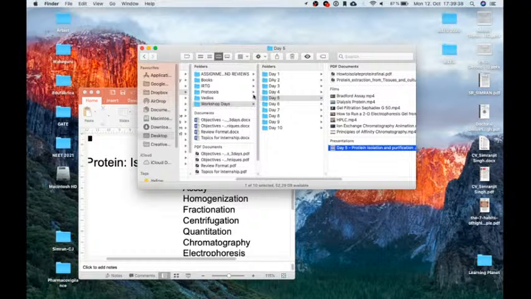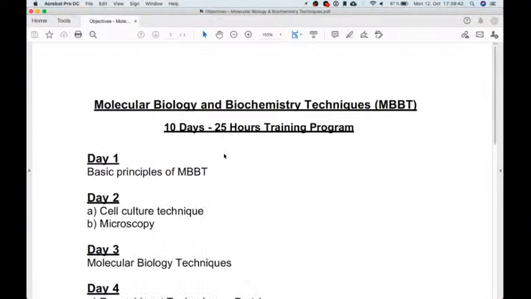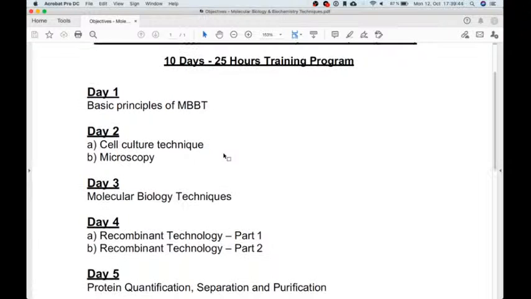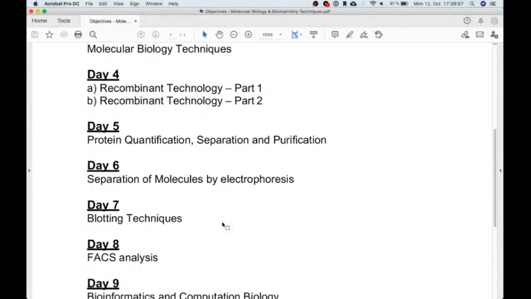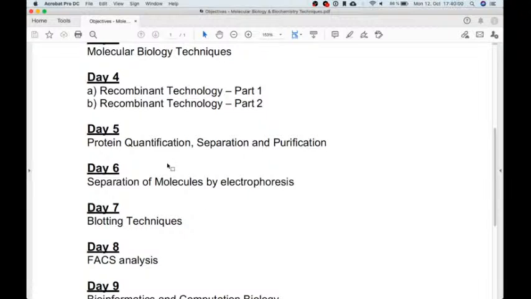So where is the objective? We did the basics of MBBT. We learned about cell culture techniques, microscopes. We have done various types of molecular biology techniques. We did recombinant DNA technologies. All the parts related to them we have done. Now today is day 5, where we will be dealing with protein quantification, separation and purification. So we will be dealing mainly with this part today. So let's start with this without taking much time.